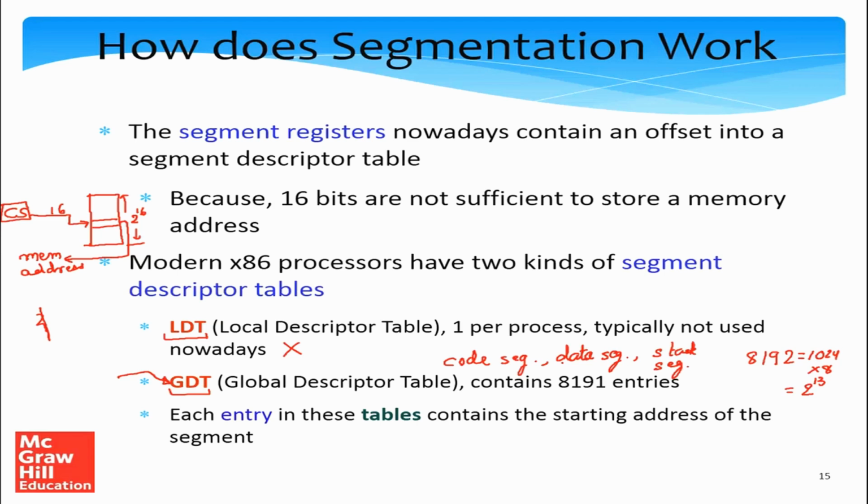But in any case, we don't care about this at the moment. All that we are concerned with is that we will have a single large table, shared by all the running programs in the system, and pretty much every program can access this to find out where its segments begin. And each entry in the GDT table will contain the starting address of the segment.